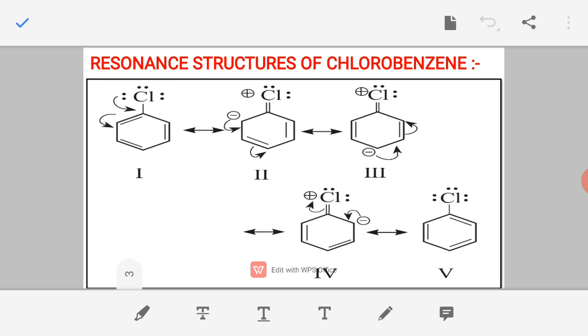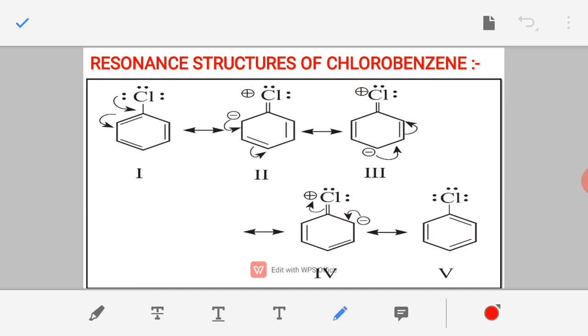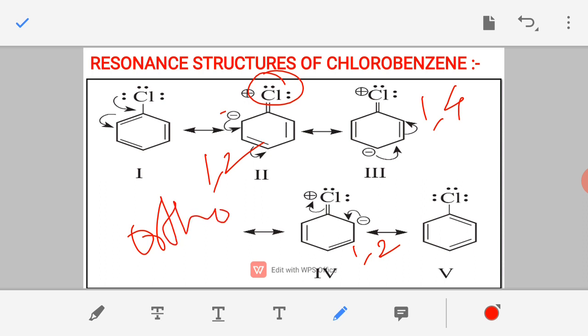Here we have to see, with respect to the chlorine, the negative charge is present at the 1,2 position, negative charge is present at the 1,4 position, and negative charge is present at the 1,2 position. That is, in chlorobenzene the electrophilic substitution reaction is only at ortho and para. 1,4 means para position and 1,2 means ortho position.